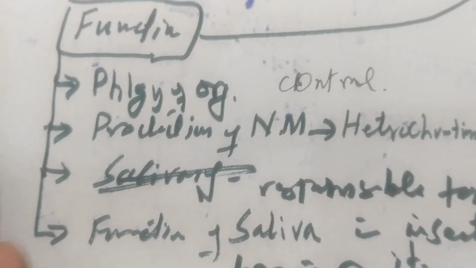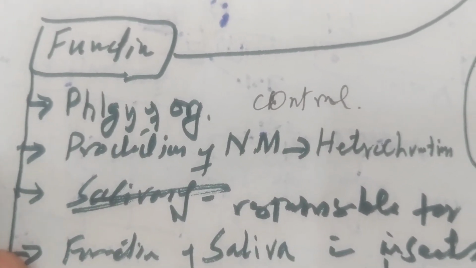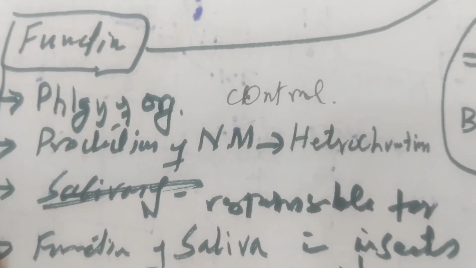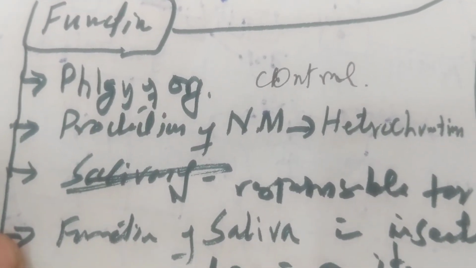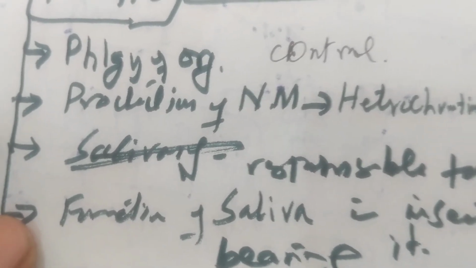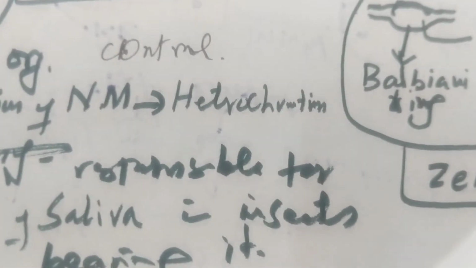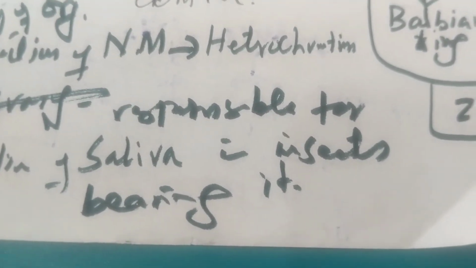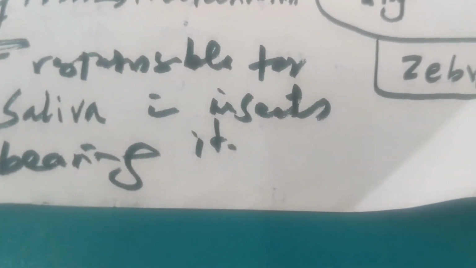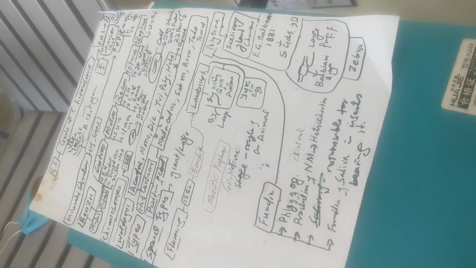So the function of the polytene chromosome is to control the physiology of an organism, the production of nuclear material in heterochromatin, and it is responsible for the formation of saliva in insects bearing it. So this was all about gene and chromosome. Thank you.